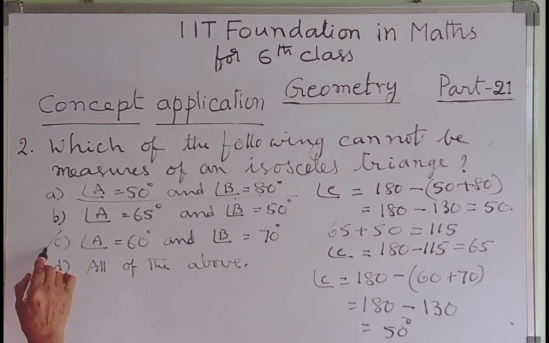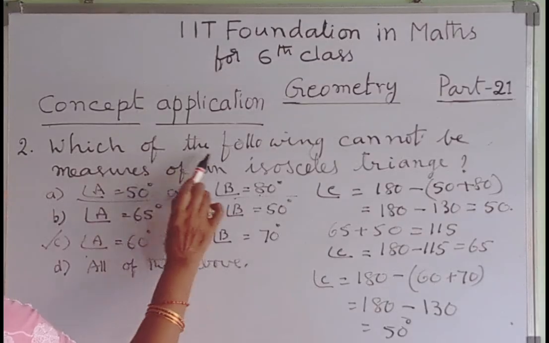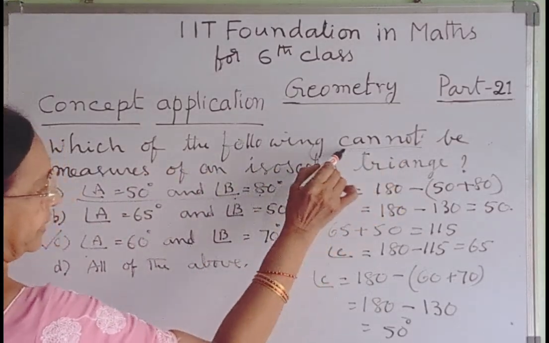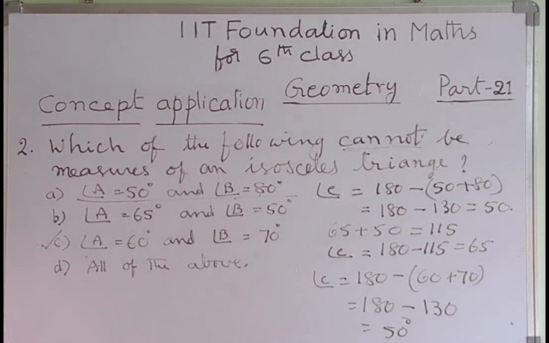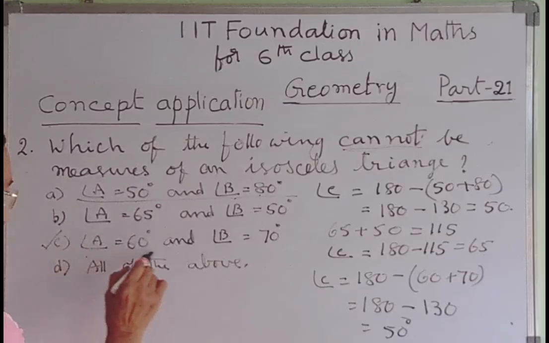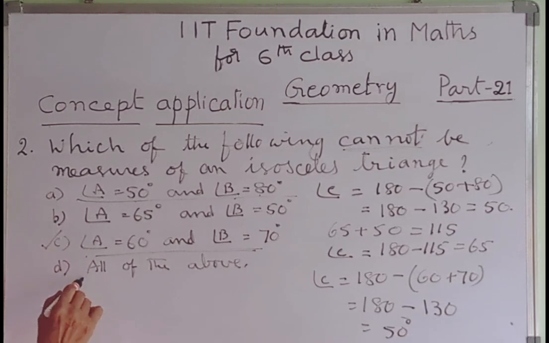Therefore, this is the correct option for the question: which of the following cannot be the measures of an isosceles triangle? Therefore, these two cannot be the measures of an isosceles triangle. So, all the above is also a wrong option. So, option C is correct.